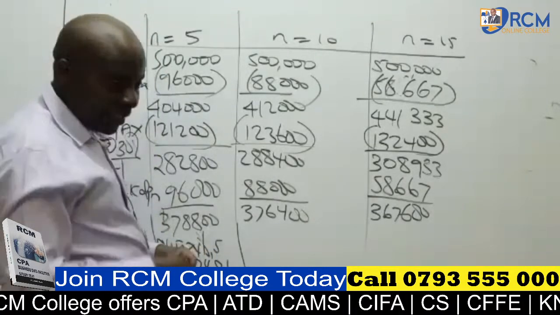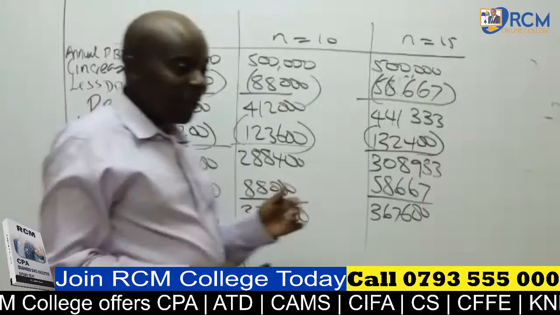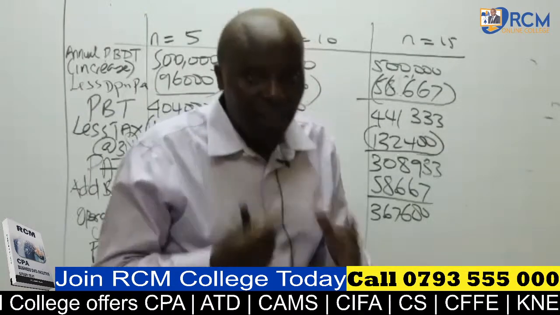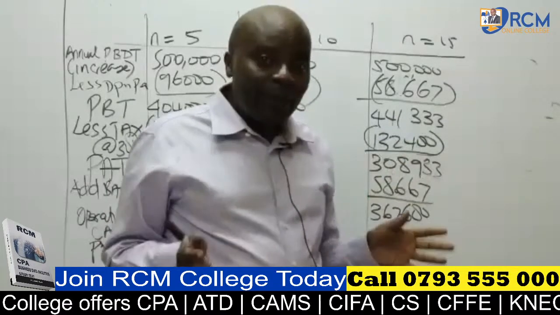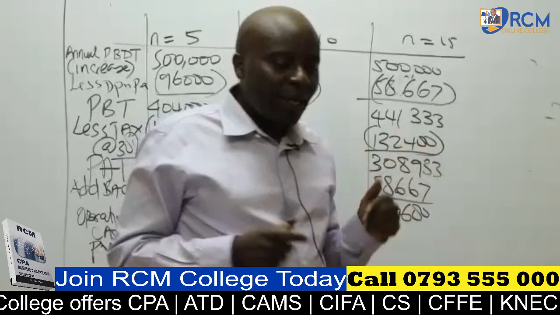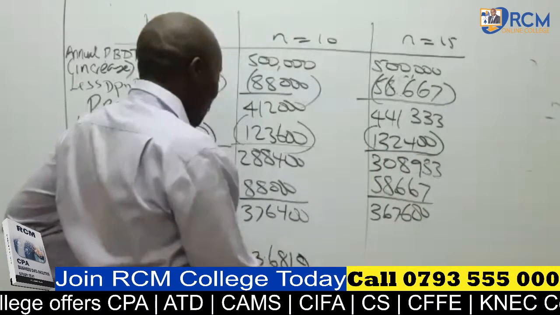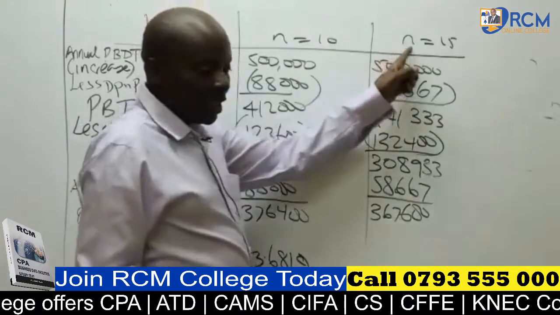When n is 10, I can see somebody who said 0. I know you made a mistake, you haven't looked at your table. You must look at the table to see the annuity. Read the annuity table, not the lump sum table. 3.6819. How about when n is 15?